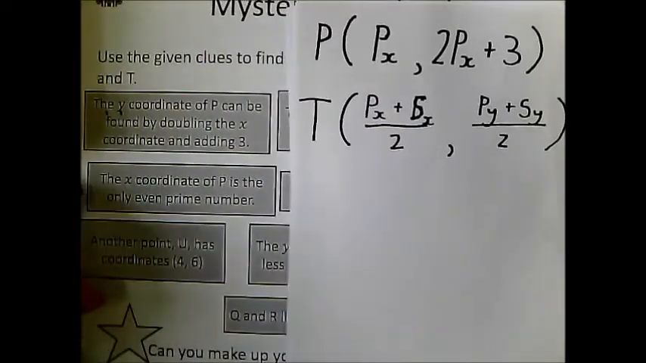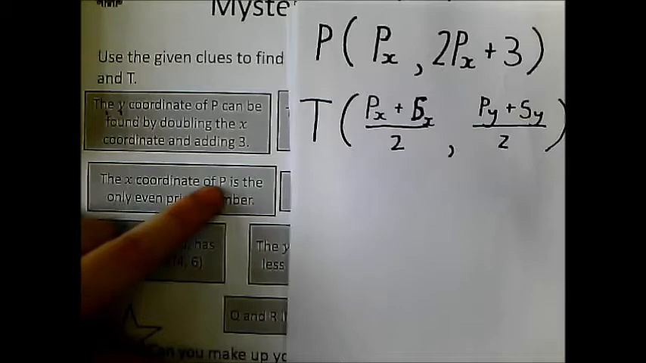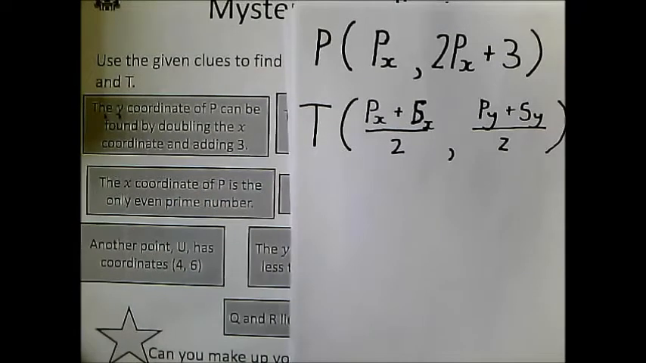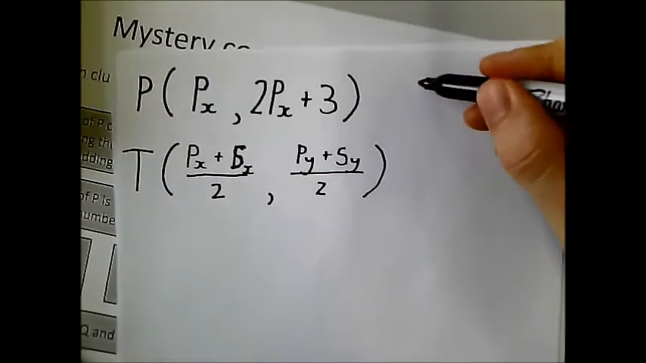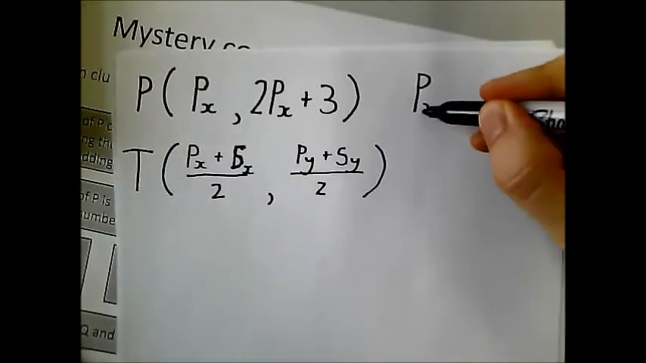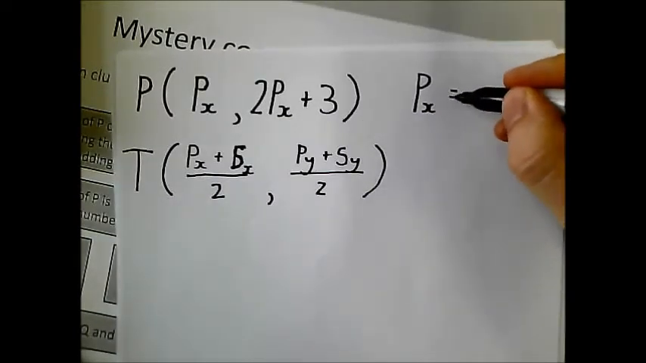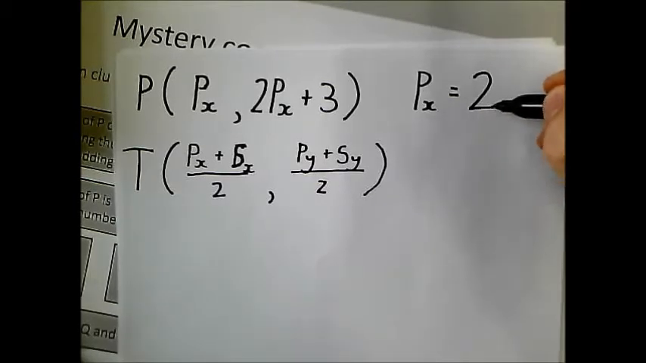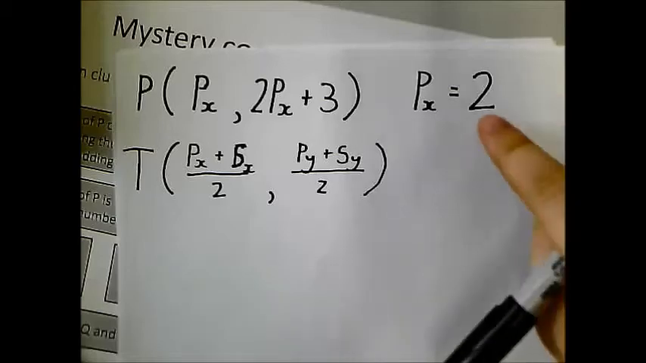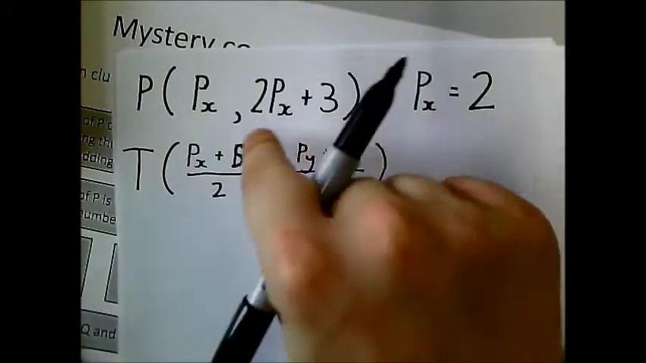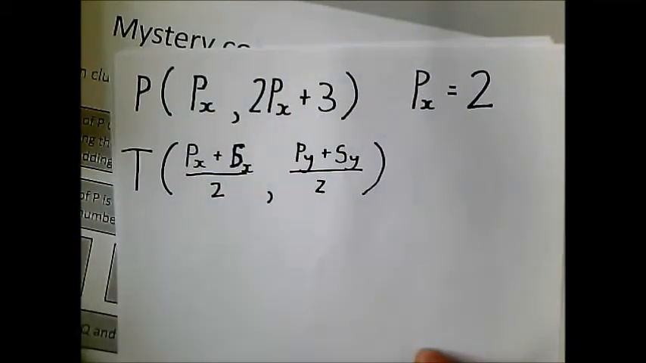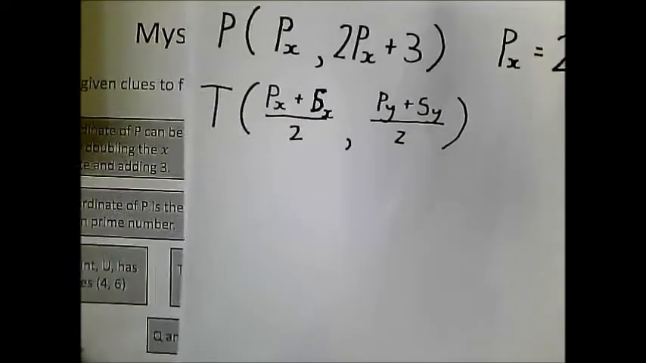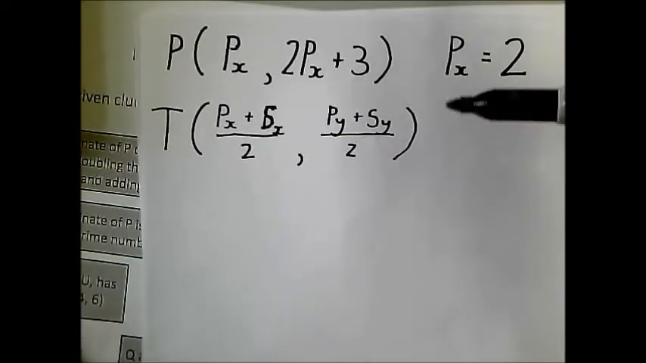My next clue: the x coordinate of P is the only even prime number. Fantastic. So I know that the x coordinate of P is going to be equal to the only even prime number, and I know the only even prime number is 2. I can substitute that in and start to solve this one, but I'm going to use all the clues first before I solve. Now this might be a good time to pause the video and see what I've done.